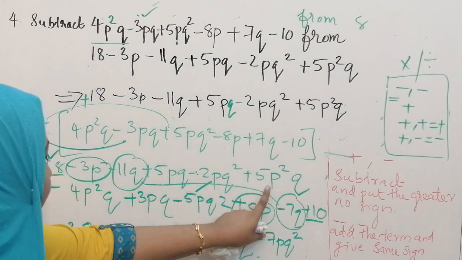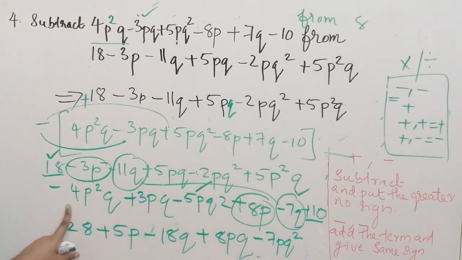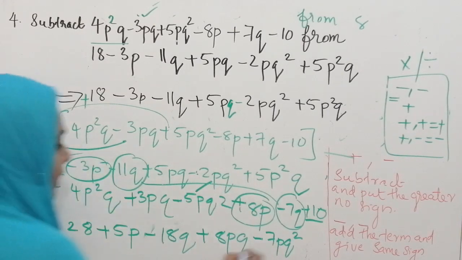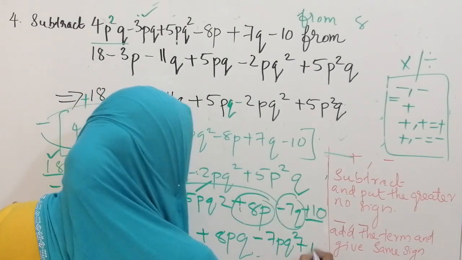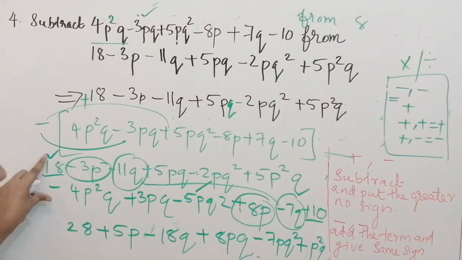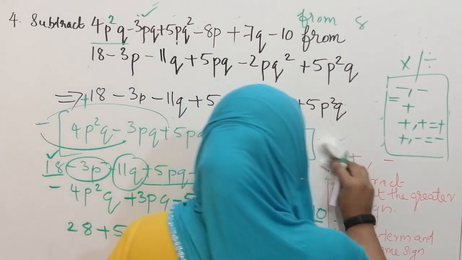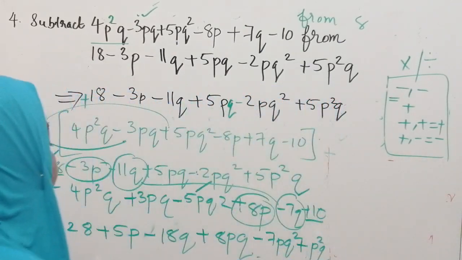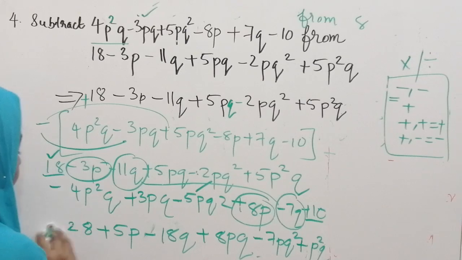So next is one more, 5p square q and minus 4p square q. So here you can see this is minus, this is plus. So you subtract and give the greater number's sign. So plus p square q. So this is our answer. So suppose you have confusion in this part, what do you have to do here? You can arrange the like terms. That also I will show you.